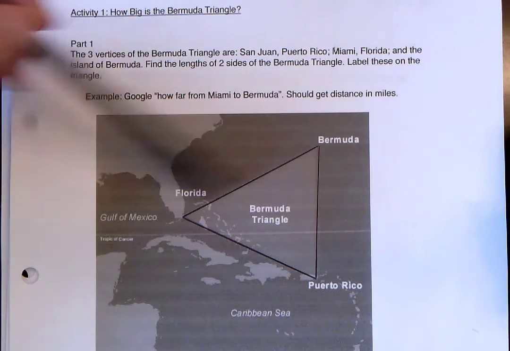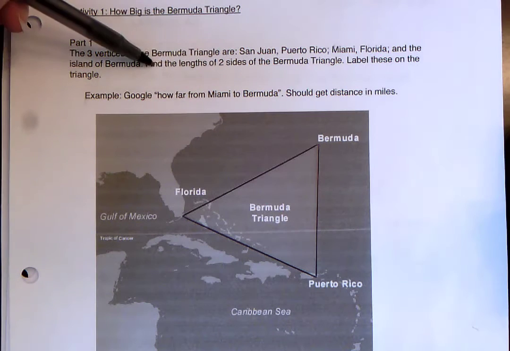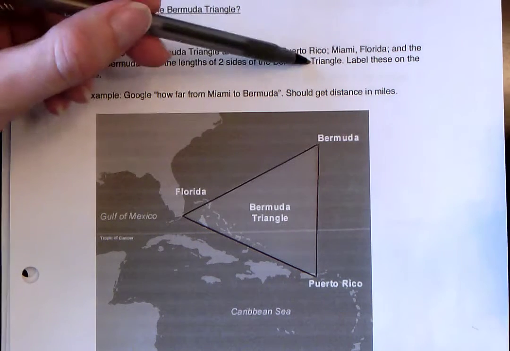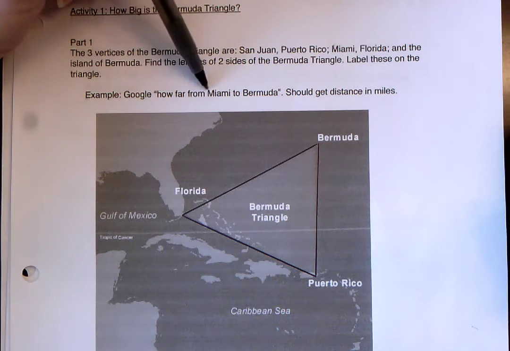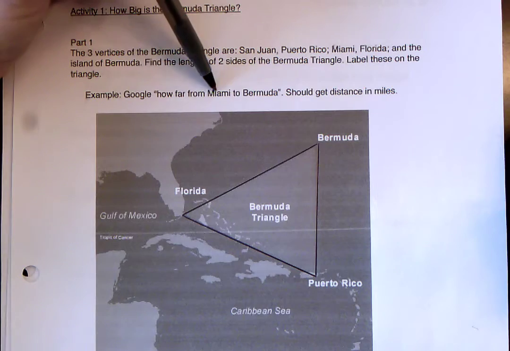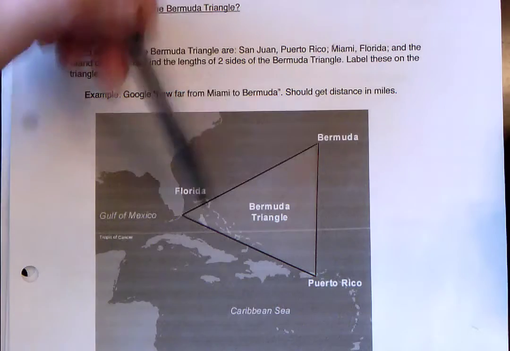I just darkened the line so you can use the protractor more easily. Miss Hillary should also be able to show you, and I showed her how to use the protractor too. It says here to find the lengths of two sides of the Bermuda Triangle. So Google, like it says here, how far from Miami to Bermuda, or how far from Miami to Puerto Rico, or Bermuda to Puerto Rico. You're just going to have to find two sides.